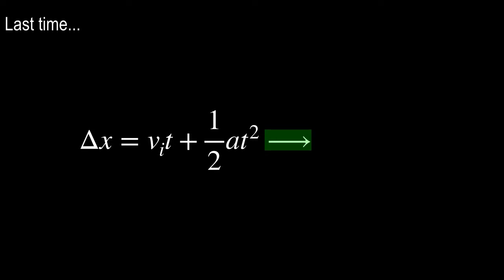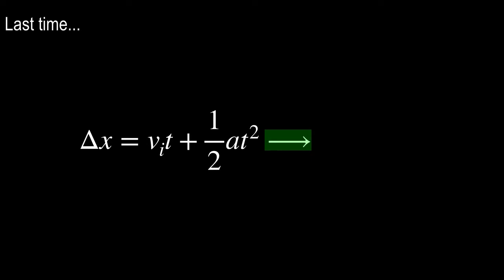Now we had this formula, delta x, changing the x coordinate, equal to vi, the initial speed, times the time, plus 1/2 at squared, and a stands for the acceleration. So for some interval of time t, so t could be 2.1 seconds or 0.23 milliseconds or something like that. If you want to figure out the position, you would use this formula.